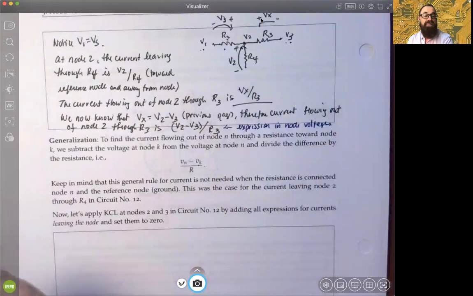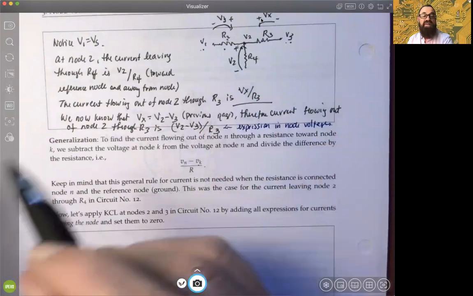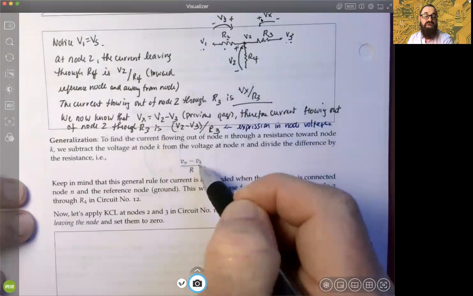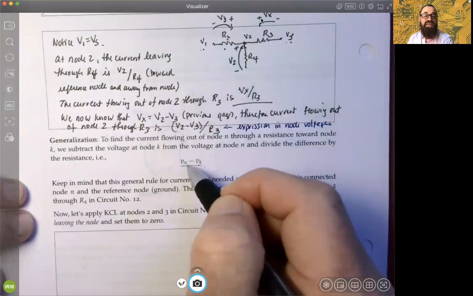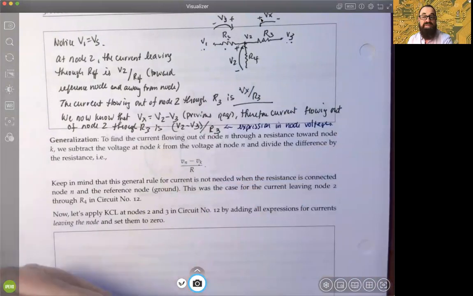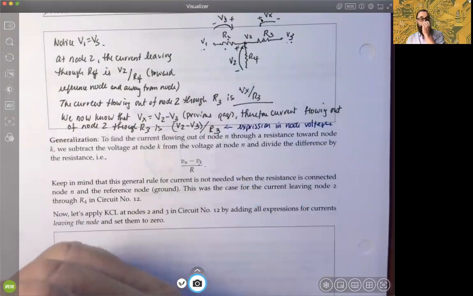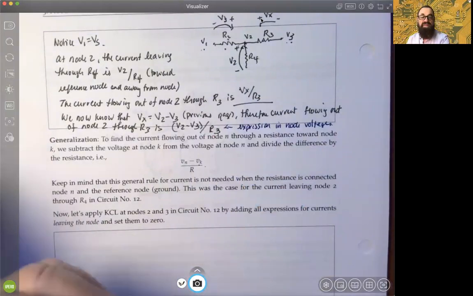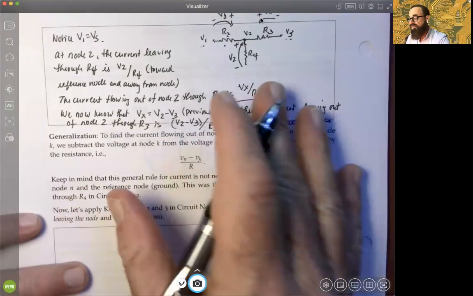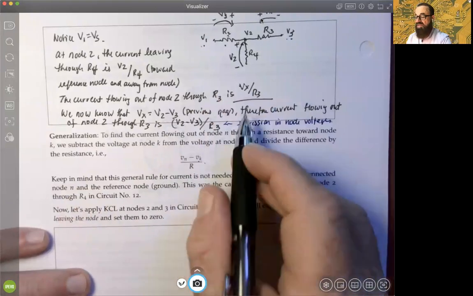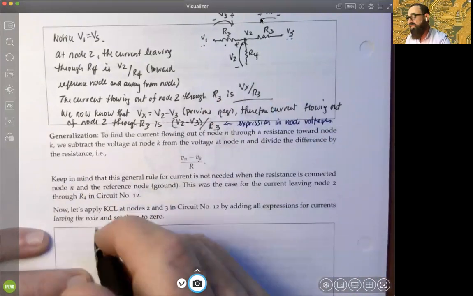Keep in mind, this general formula for current is not needed when the resistance is connected between the node and the ground. In that case, the subtracted term will just be 0. You would have Vn minus 0 divided by that resistance when you're going to ground. So let's apply KCL at nodes 2 and 3 in that circuit and find all the expressions for the current. Using this little diagram up here will help us.